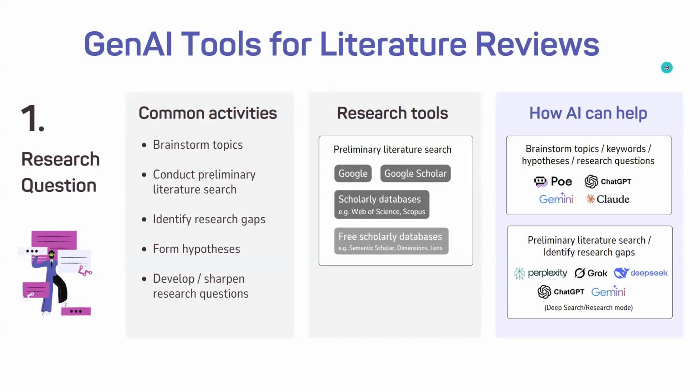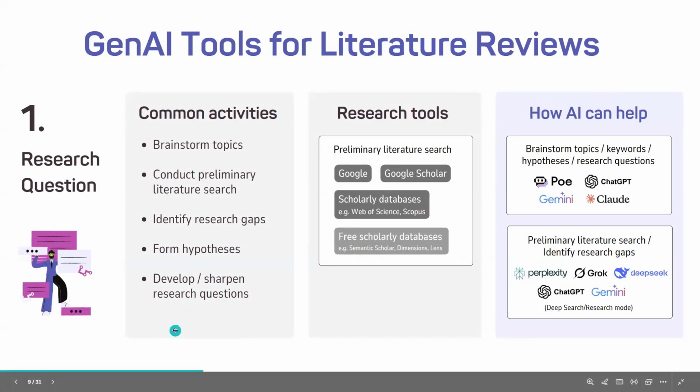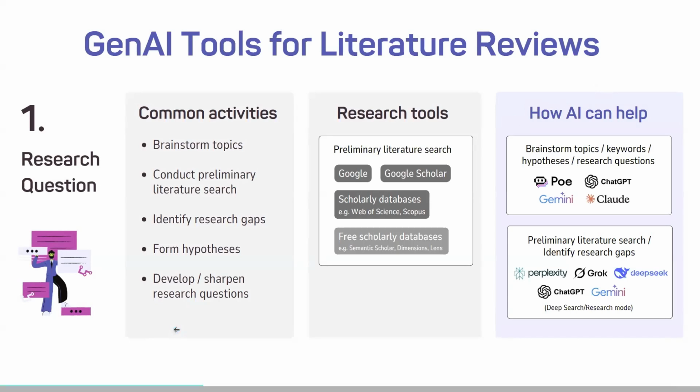At the very first stage, when we start the research, the first thing we need is a topic and research question, right? The common activities at this stage include brainstorming some topics. We need to conduct some preliminary literature search to see what has already been done in the field, try to identify some research gaps, and form our own hypothesis and develop our own questions.